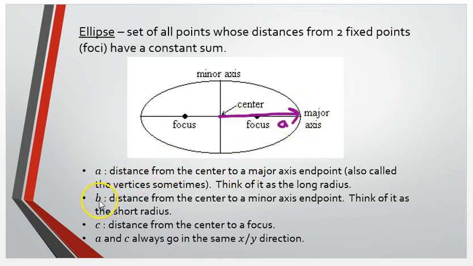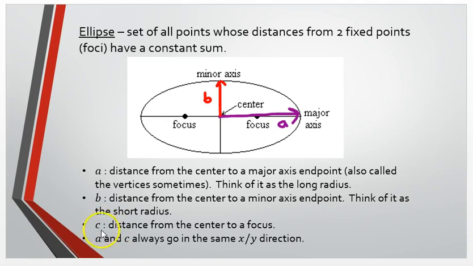The next bullet I have here is about the variable b. And this is the distance from the center to a minor axis endpoint. So if you instead started from the center and then went the shortest way across the shape, or you could have gone down instead, that's the length b. And I like to think of that as the short radius since that's the short way across the ellipse.